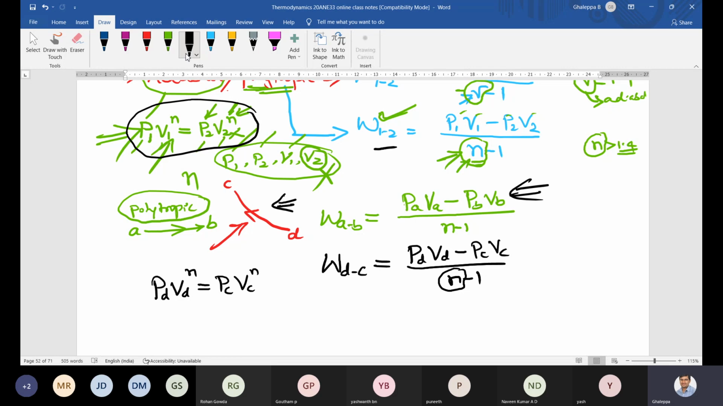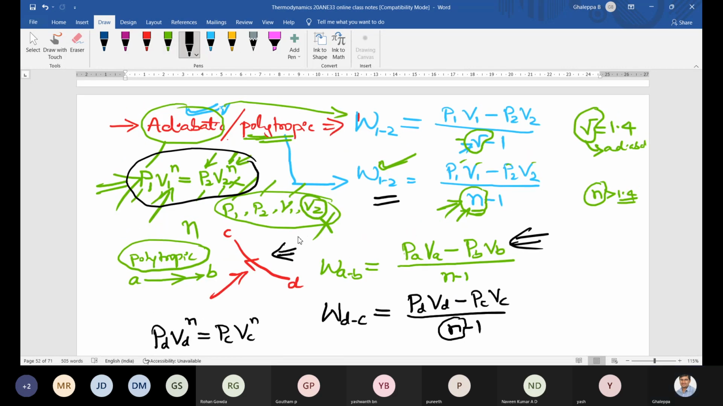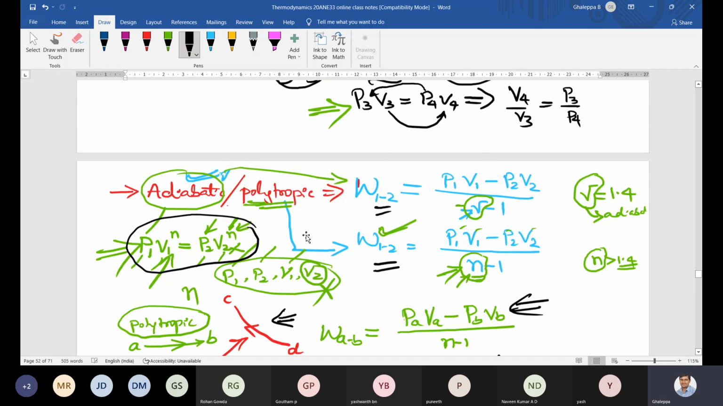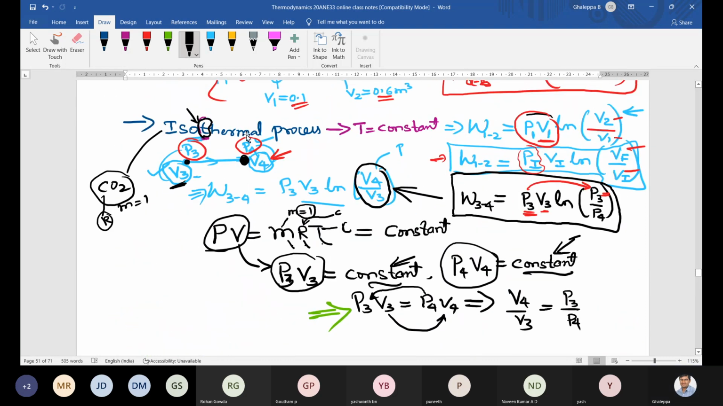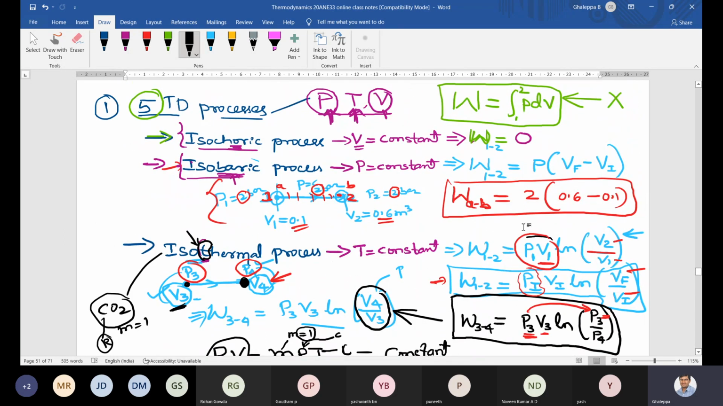This is how we need to remember these four equations. This is one equation, this is the second equation, and the third equation is for isothermal, and the fourth equation is for isobaric. And anyway, the value of work done is 0 for a constant volume process. Whenever you say constant volume process, the work done for that process is 0.